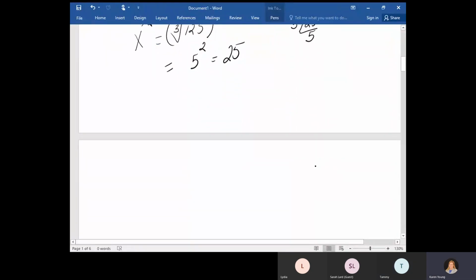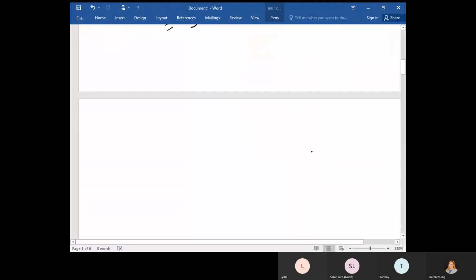All right, so we're going to change it up just a little bit. This one, we're still dealing with rational exponents.